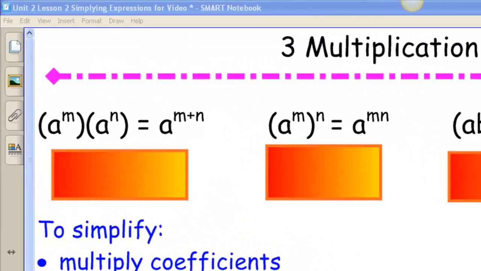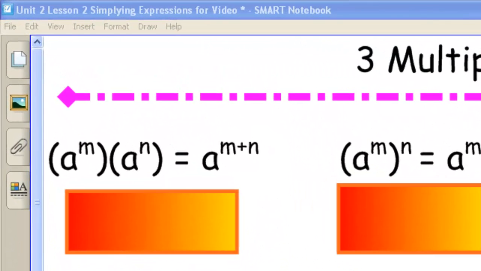Let's look at the first law. I have a to the m times a to the n, and that equals a to the m plus n. So what that means is that if I have the same base raised to different powers, where the operation between those two is multiplication, I'm allowed to write the base once and add the exponents.